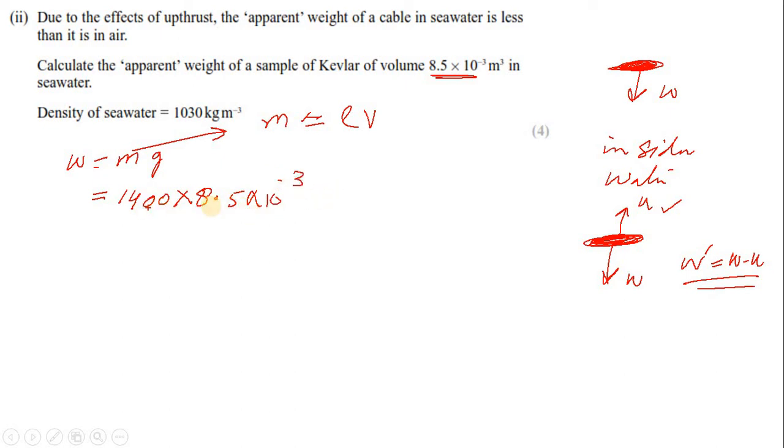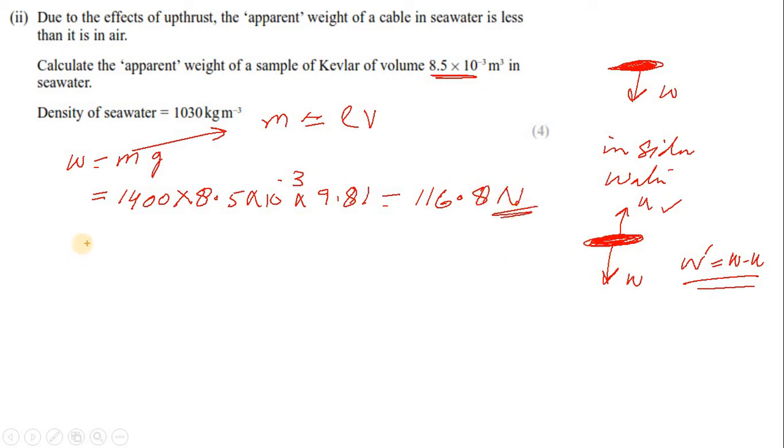This gives the mass of the Kevlar, times g, 9.81. And if you solve this, the weight of the Kevlar will be 116.8 Newton.